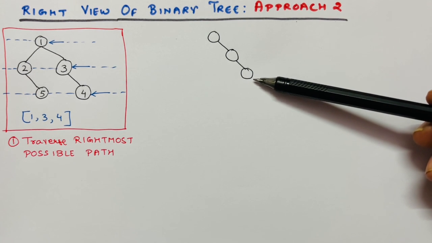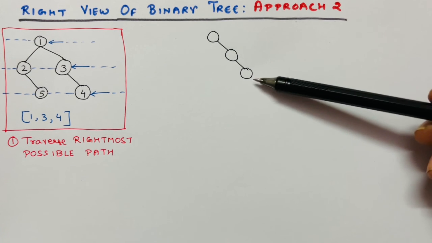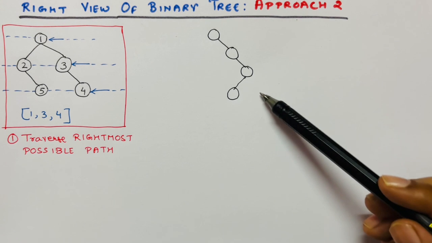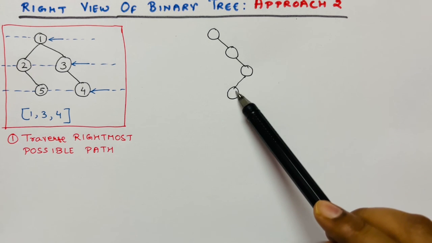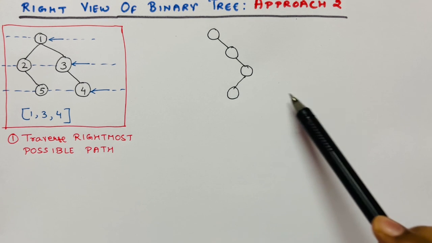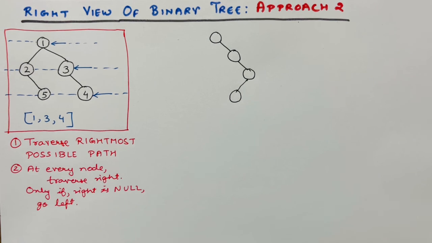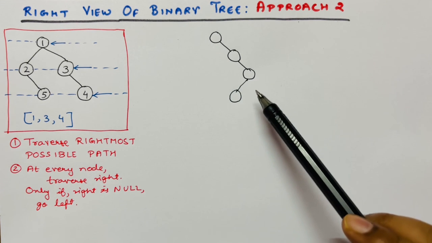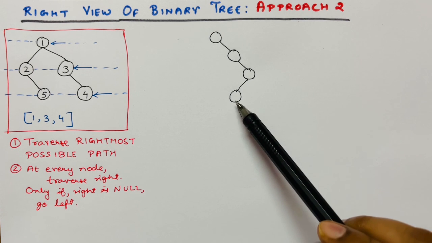But then it is possible that we don't have a right child here. What to do then? If we don't have the right child here, then the rightmost possible path is going through this left child. At this level, this will be our rightmost element. So what we are essentially doing at every node is we are trying to traverse right, and only if the right child is null, we go left.